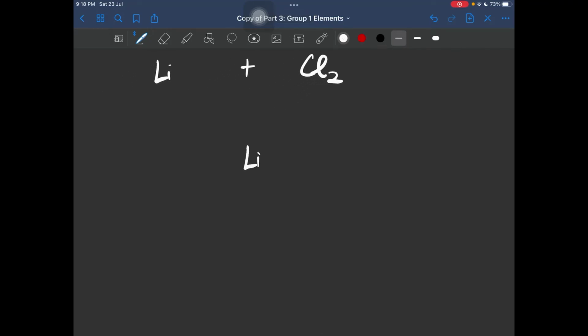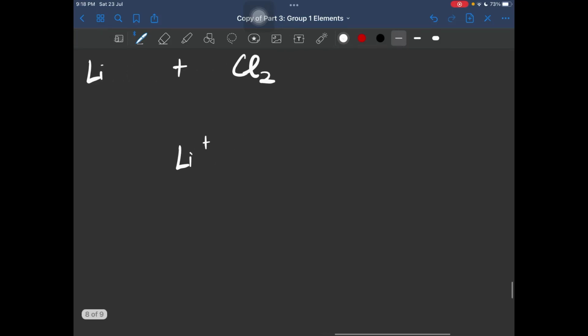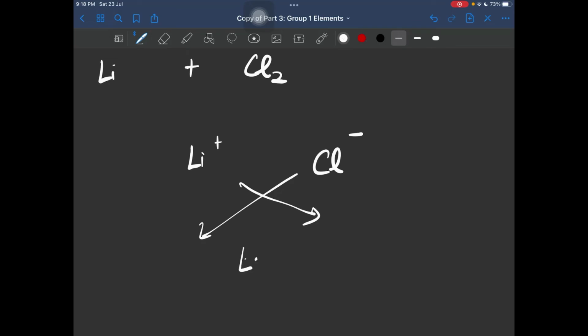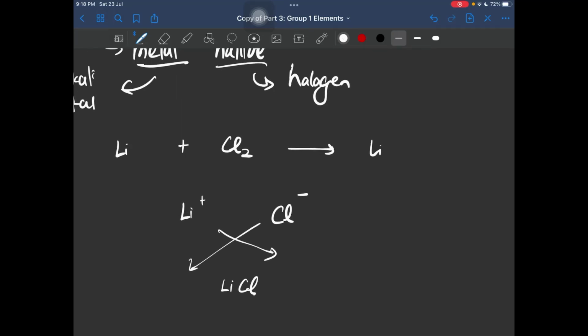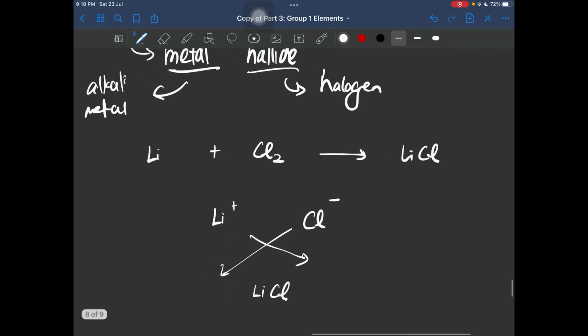Let's do the cross method. Lithium is in group 1, it will have a valence electron of 1, therefore it will release 1 electron to become a positively charged ion with a charge of positive 1. And then you have chlorine. Chlorine is from group 17, therefore it has 7 valence electrons, and so it will receive 1 electron to become a negatively charged ion, which is an anion with a charge of negative 1. So if you cross it, you will get lithium chloride, LiCl. So Li plus Cl2 forms LiCl, and then you balance the equation.